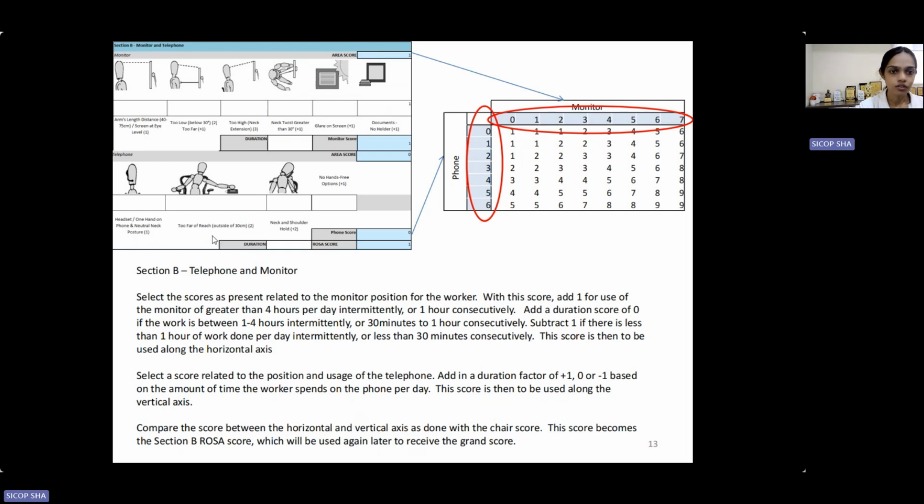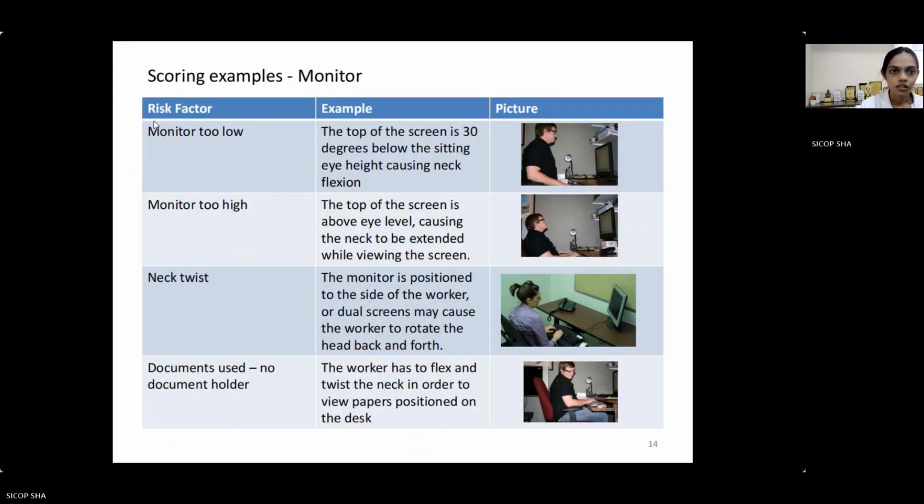Too far of a reach, outside of 30 centimeters, then we score it as 2. Neck and shoulder hold, +2. So for the monitor, it is represented on the horizontal axis, and for the phone, the score is represented on the vertical axis. Now the scoring example, monitor.